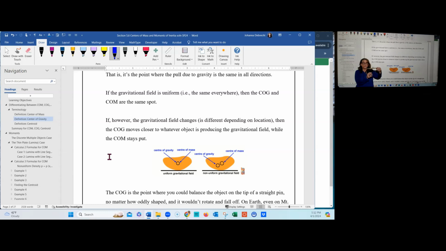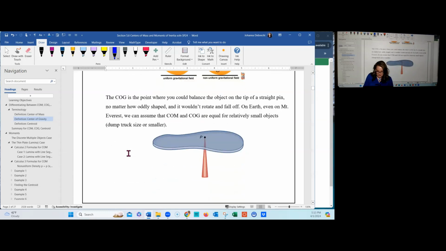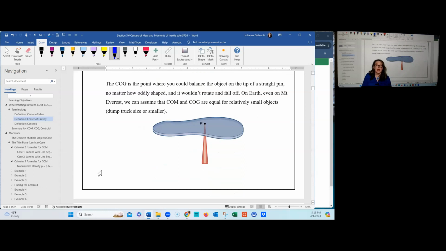So the center of gravity is when the pull of the gravitational field, and I can't quite get it, is the same in all directions. So it stays put, balanced on the tip of the pin, which you'll have to imagine because I can't get it to stick. So that's a difference between the center of gravity and the center of mass. The center of mass, if we affixed it, it would rotate without a wobble. The center of gravity, it balances without wobbling and falling off.